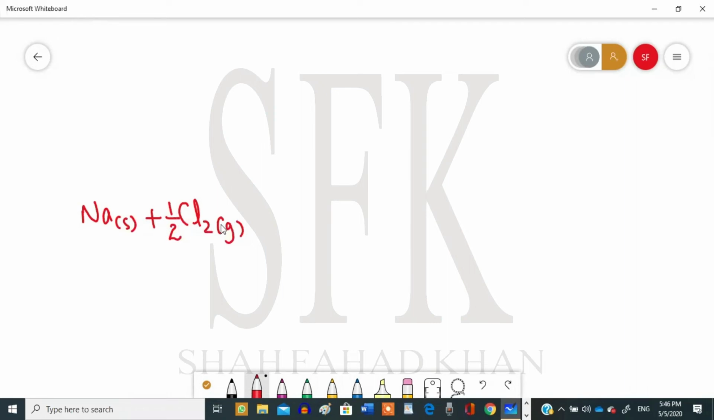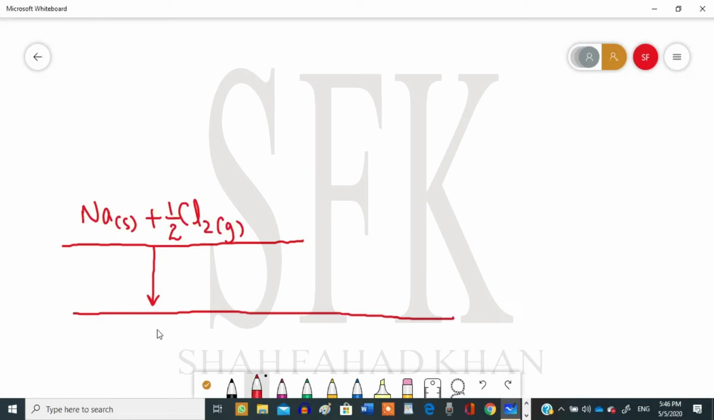So sodium solid combines with half a mole of chlorine gas, okay? You show them by a horizontal line. When they both combine together, they form sodium chloride, another horizontal line over here. And you label this line with sodium chloride solid, okay? Now the enthalpy change, this arrow over here, is the same arrow that you used in the Hess's cycle. This is also going to be labeled with the enthalpy change, but in this case, it's going to be a bit more precise. This is the enthalpy change of formation of sodium chloride.